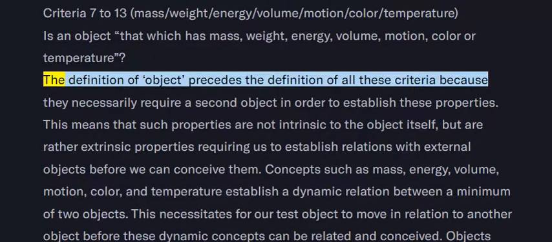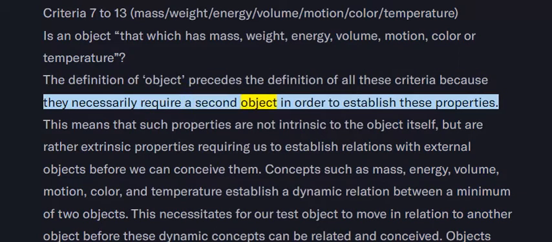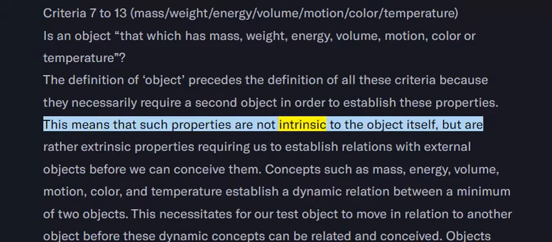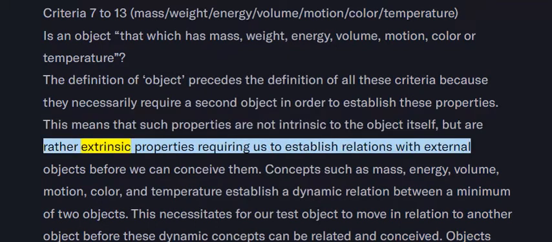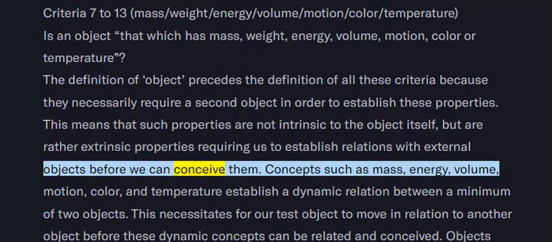The definition of object precedes the definition of all these criteria because they necessarily require a second object in order to establish these properties. This means that such properties are not intrinsic to the object itself, but are rather extrinsic properties requiring us to establish relations with external objects before we can conceive them.